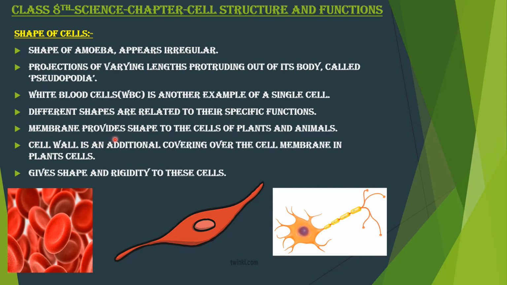Membrane provides shape to the cells of plants and animals. Cell wall is an additional covering over the cell membrane in plant cells. It gives shape and rigidity to these cells.